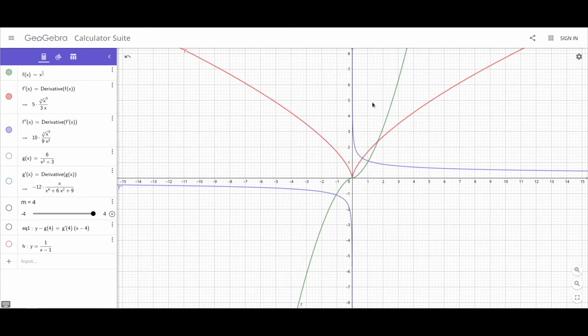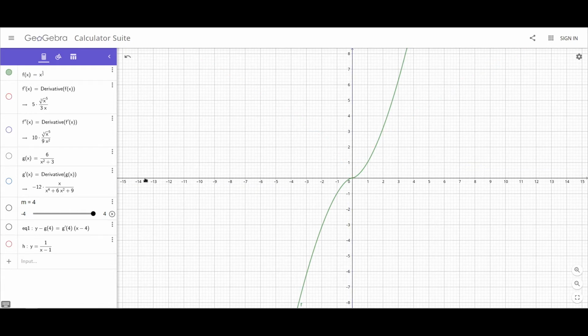And so I hope that helps you understand concavity a bit better. It's a weird topic, takes practice, but let's get some practice in right now and look at a problem.